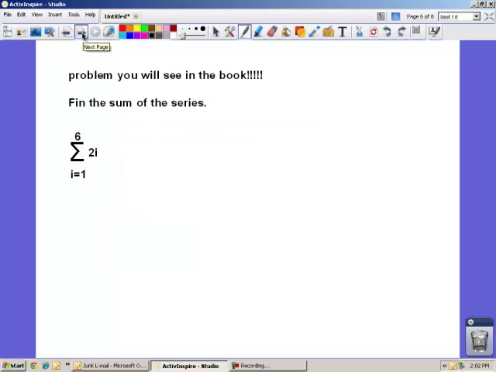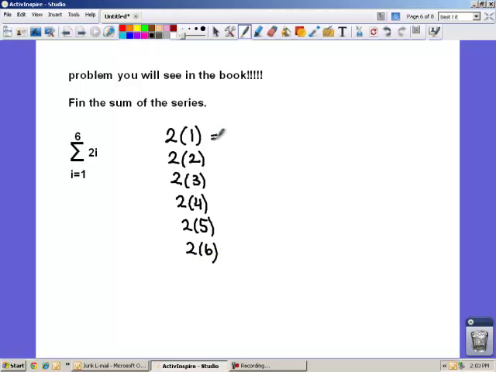Now we're going to find the sum of the series. So we are starting at i equals 1. And we're just multiplying it by 2. And we're going to go until we get i equals 6. So I've got to write all these out. And I'm going to calculate them now, which is pretty easy. 2 times 1 is 2, 4, 6, 8, 10, and 12. And it says to find the sum. So if you add all these up, you end up getting 42.